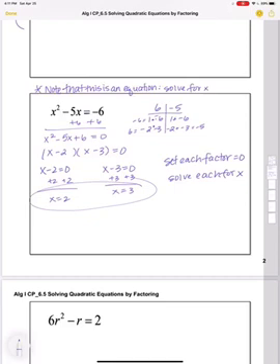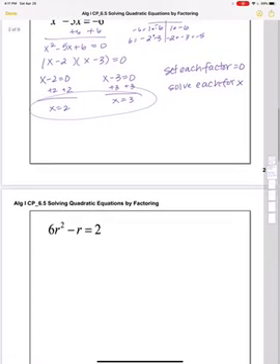So what are our two options for x? 2 and 3. Those are the two numbers that make this possible. All right, let's try another one.